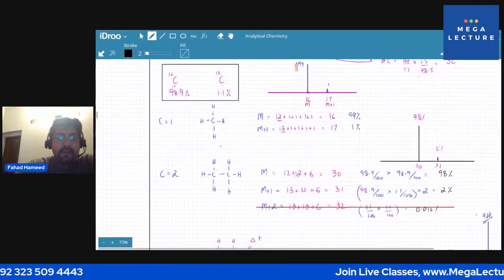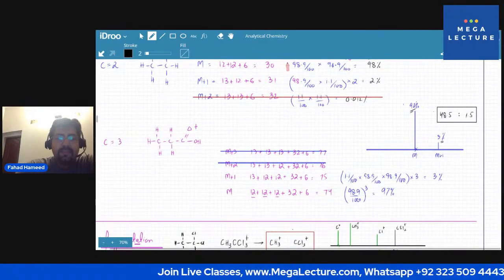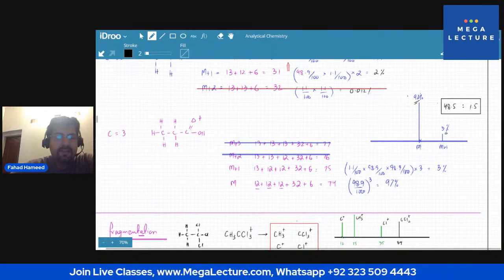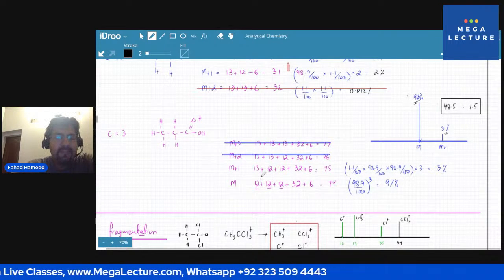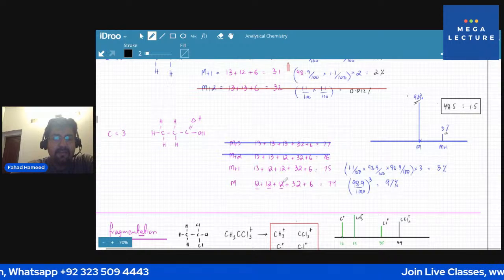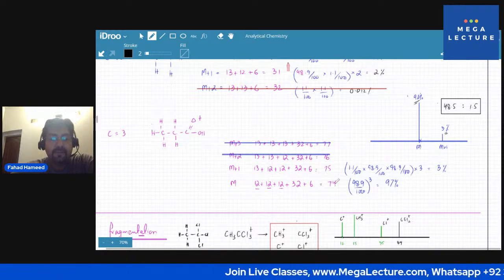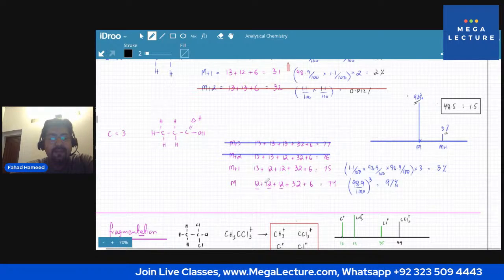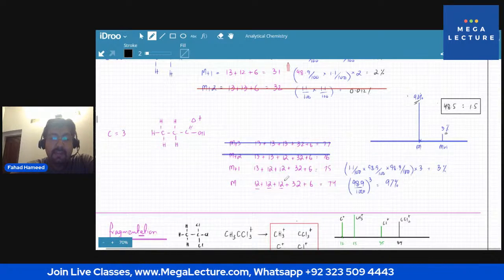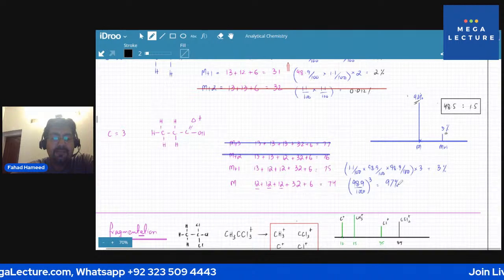So let's see if the trend continues. What if a molecule has 3 carbon atoms? So if it's got 3 carbon atoms, then you'll have an M peak that all 3 are carbon 12. That's carbon 12, carbon 12, carbon 12, and 2 oxygens and hydrogen. So that gives you 74. So what's the probability? 99% into 99% into 99%. That approximately gives you 97% now. So the trend is following.